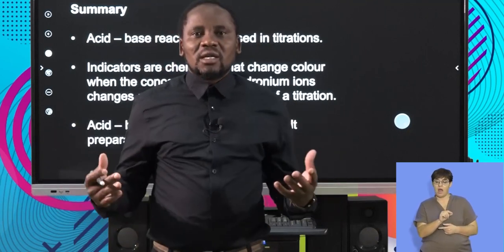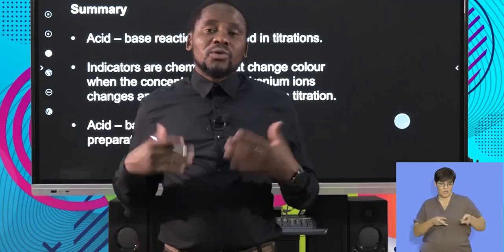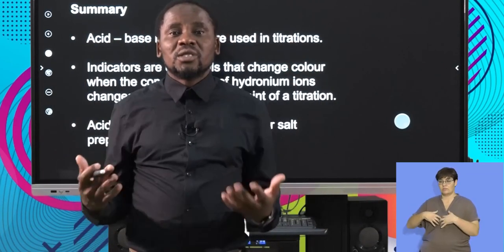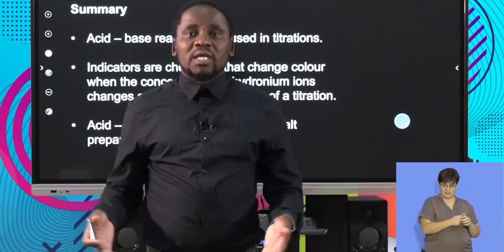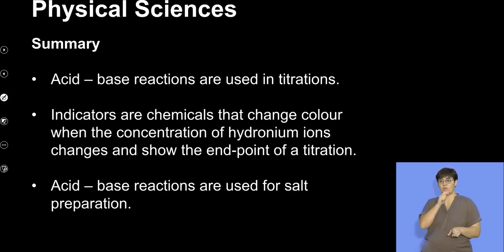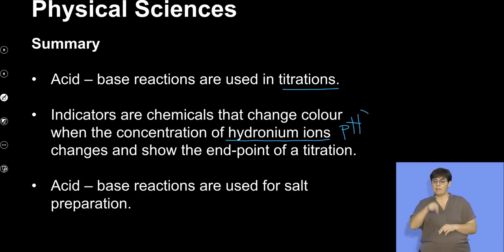Now, the long and short of it is that we appreciate that there are different ways in which we can use reactions to obtain very useful salts, because our discussion is about uses of acids and bases in the production of salts. So what are we saying at the end? In summary, acid-base reactions are used in titrations. These are your typical neutralization reactions. And also, indicators are chemical substances that change color when the concentration of the hydronium ions changes to show the end point of a titration. And the concentration of hydronium ions has a lot to do with the pH of a solution.